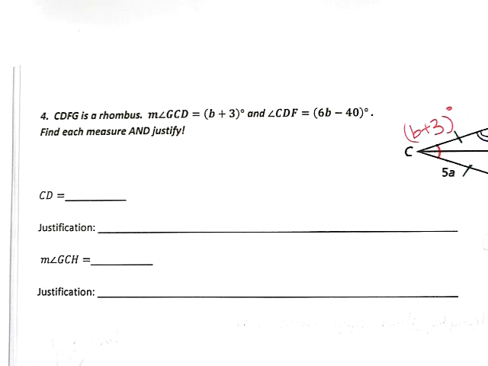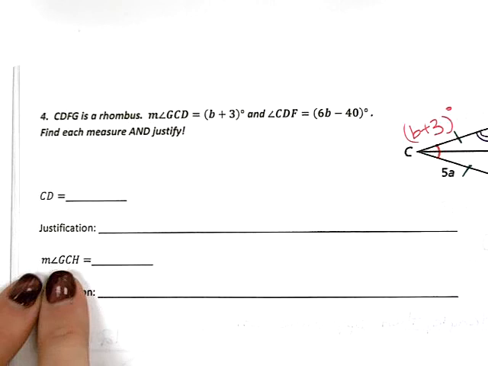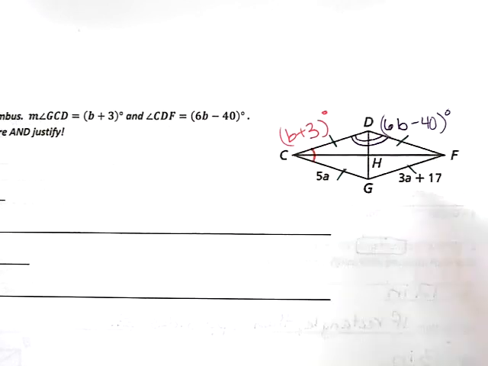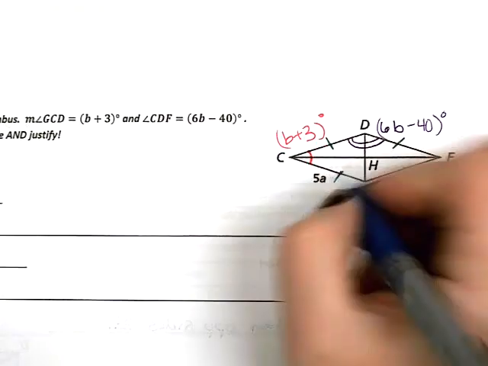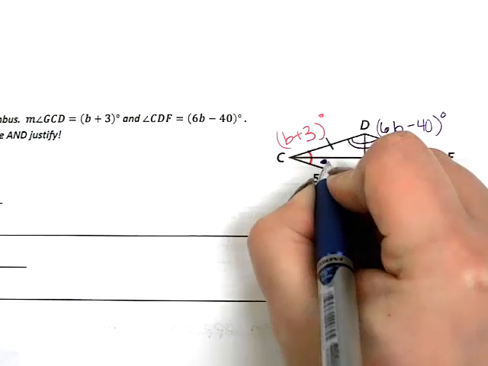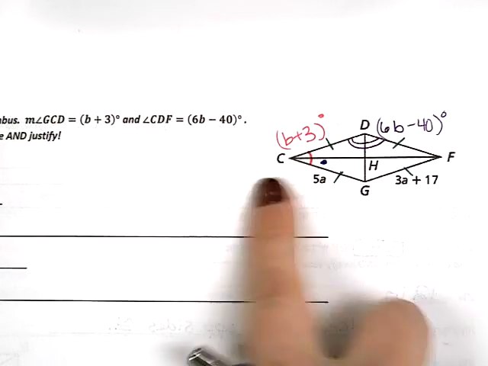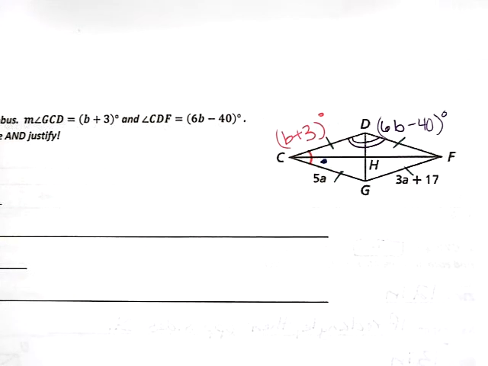So now we want to look at those angles. I'm looking for the measure of angle GCH. So GCH, I'm looking for this angle right here. I'm just going to put a dot there to show which one I'm looking at. Well, when I look at these angles, this pink one and the purple one, they're consecutive, right? And we know that in a parallelogram, consecutive angles are supplementary. Well, a rhombus is a parallelogram.